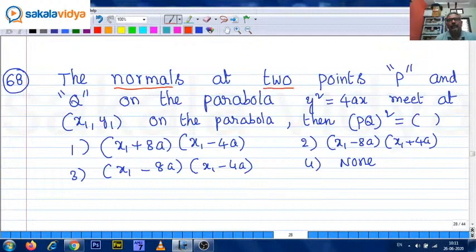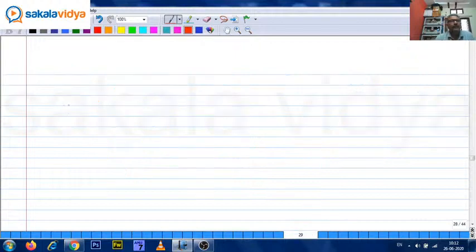Normals at 2 points P and Q on the parabola y square is equal to 4ax meet the parabola again at x1 comma y1. PQ square we need to find out in terms of x1 and a. Right. 68 solution.